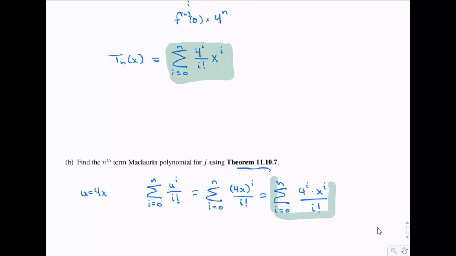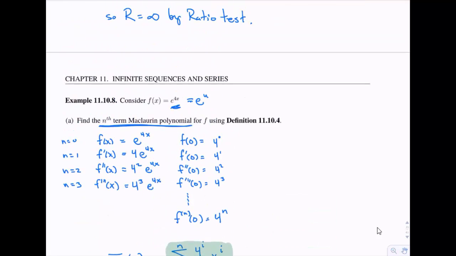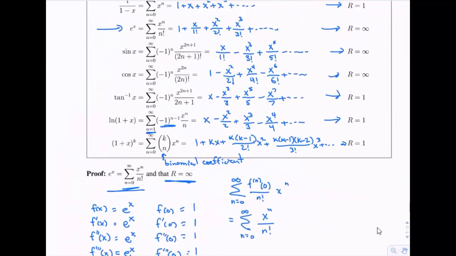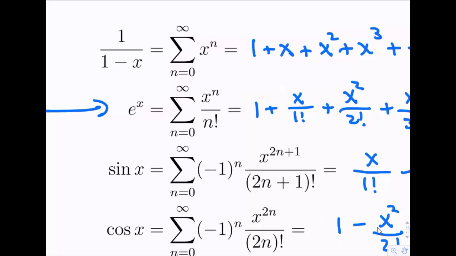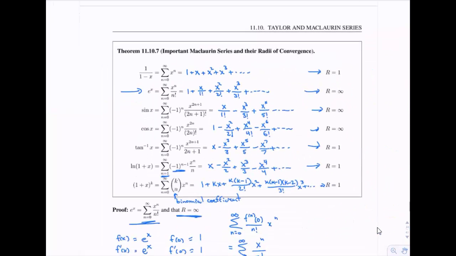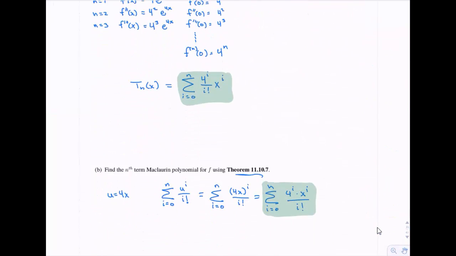So you can see that we can actually use the theorem, Theorem 11.10.7, to derive Maclaurin series for more complicated functions, like we have here. So it's important to kind of know this table and be able to use it to generate other Maclaurin series, or, as we saw here, Maclaurin polynomials. Okay, I have one more example.